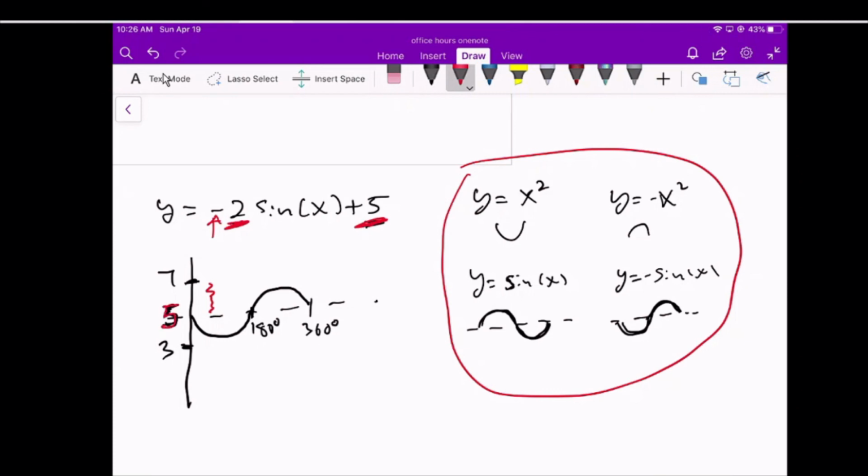Oops, I better draw the x-axis. The x-axis would be down here, right? 7, 5, 3, 0 would be something like that. And there's my y-axis, and the graph is done.